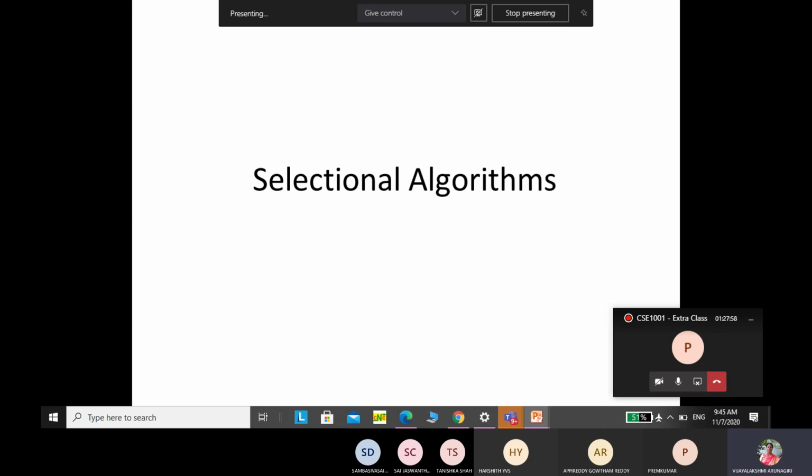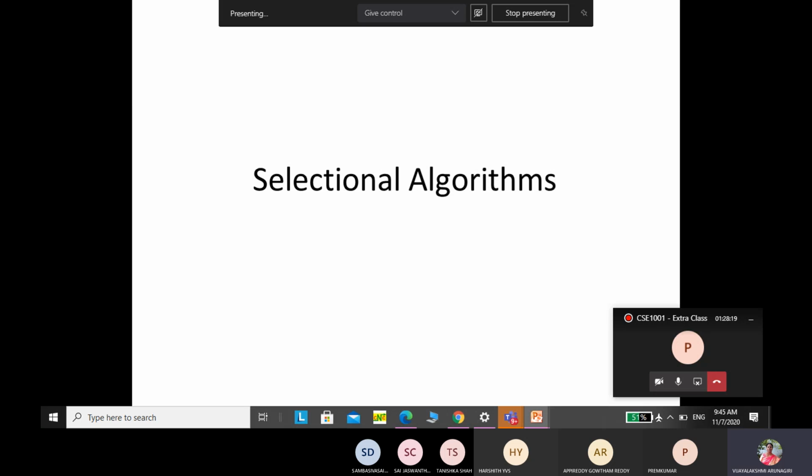So these are all the things we have discussed as a sequential type. Step by step we have solved the problem. Next one is a selection type of algorithm. Selection type of algorithm. That means what?